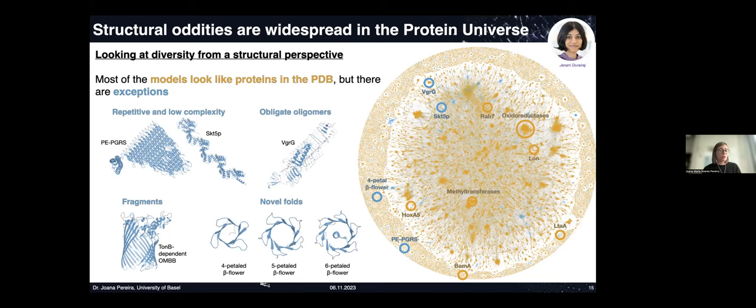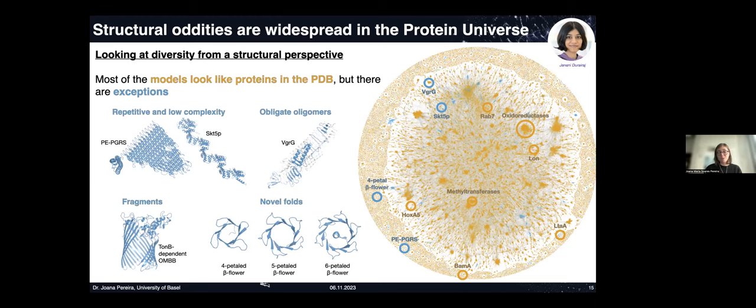Other cases are also obligate oligomers. In the AlphaFold database, you only have proteins modeled as single chain. But we know that there are proteins that need partners to adopt the correct oligomeric state, the correct structure. So if you have such cases, you would expect that the predicted structure would not look so much like what you see in the PDB. You also have fragments, for the same reason as repetitive proteins, where the number of the same structural shapemers would vary a lot. In proteins that are fragments of other proteins, the structural representation of the fragment would look very different from the expected real structure. So these would also be highlighted as outliers.